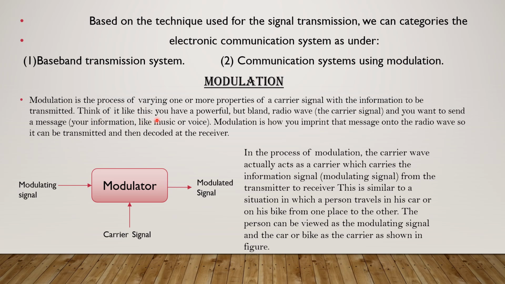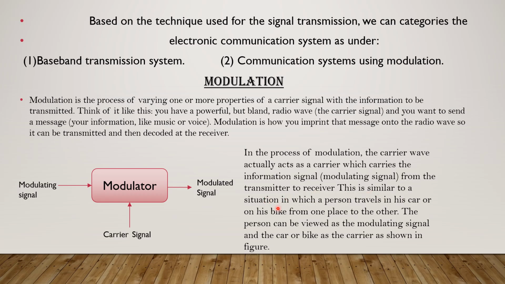Think of it like this: you have a powerful but bland radio wave, the carrier signal, and you want to send a message, your information like your voice or music, whatever it may be. Modulation is how you imprint that message onto the radio wave so it can be transmitted and then decoded at the receiver. In the process of modulation, the carrier wave acts as a carrier which carries the information signal, that is the modulating signal, from the transmitter to receiver.